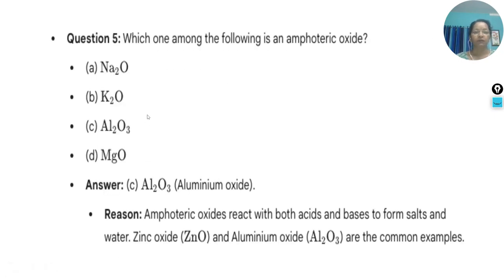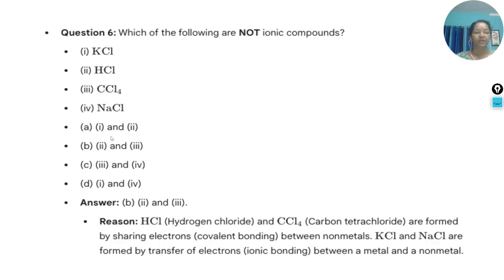Now, next question. Which one among the following is an amphoteric oxide? We learned aluminum and zinc oxides are amphoteric in nature. So the answer is option C, aluminum oxide.